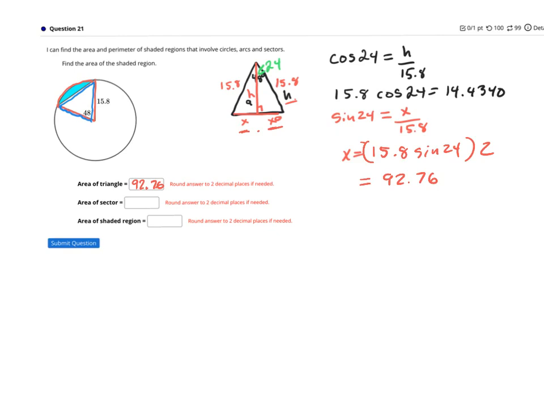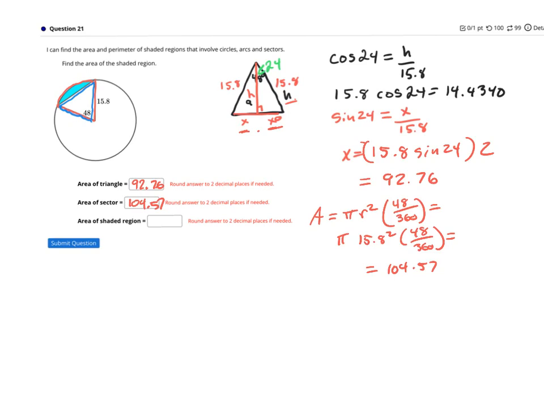Now, to find the area of the sector, we're looking at the area of a circle, which is pi r squared, times the fraction of the circle that the sector takes up. In this case, that's going to be 48 degrees out of 360 degrees. So when I plug in my numbers, I'm going to get pi times 15.8 squared times 48 over 360. And when you put that in your calculator, you're going to end up with 104.57.